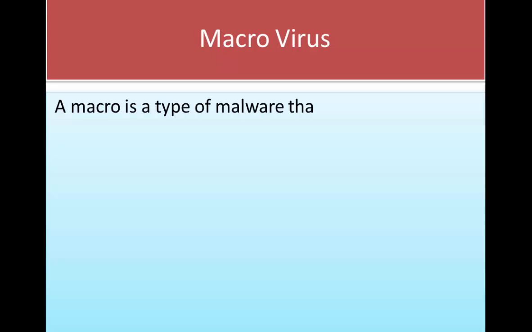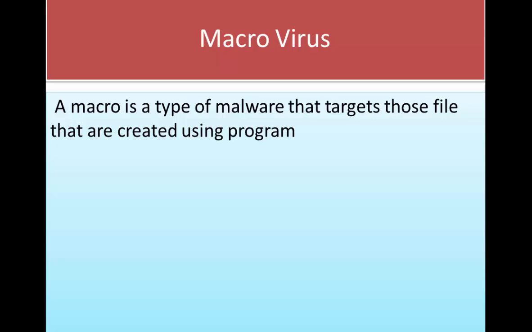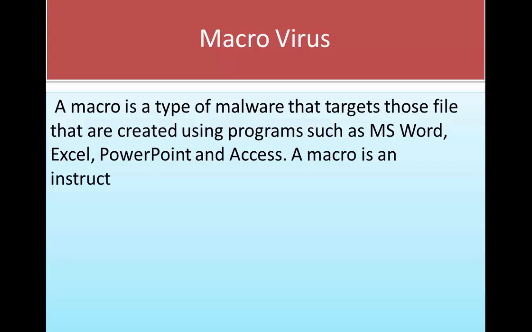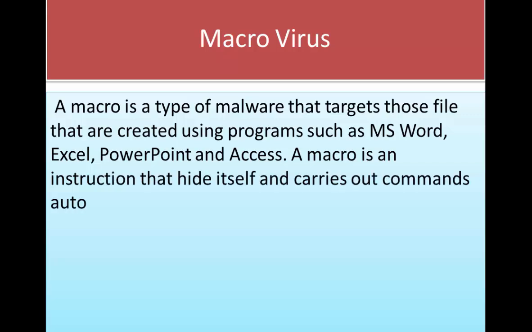The first one is macro virus. So a macro virus is a type of malware that targets those files that are created using programs such as Microsoft Word, Excel, PowerPoint, and Access. A macro is an instruction that hides itself and carries out commands automatically. So this macro is a malware type of virus.